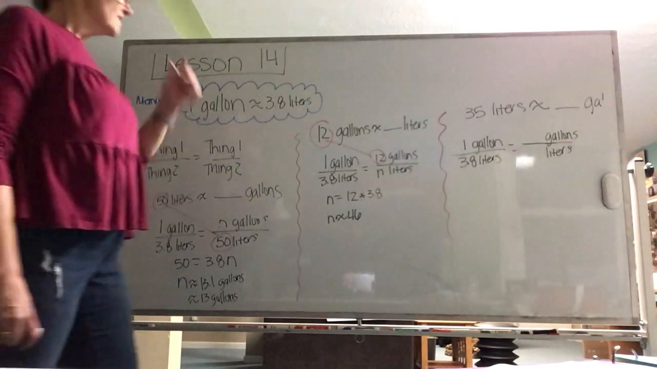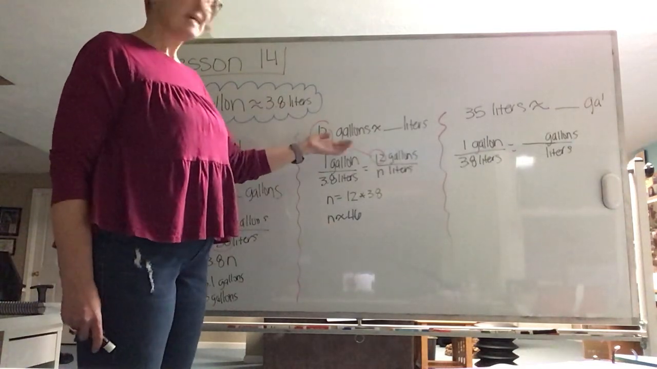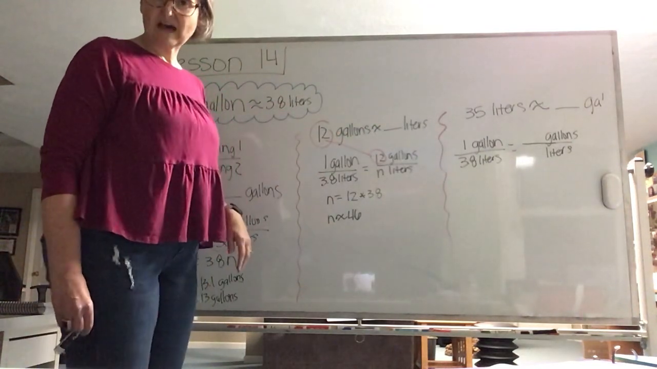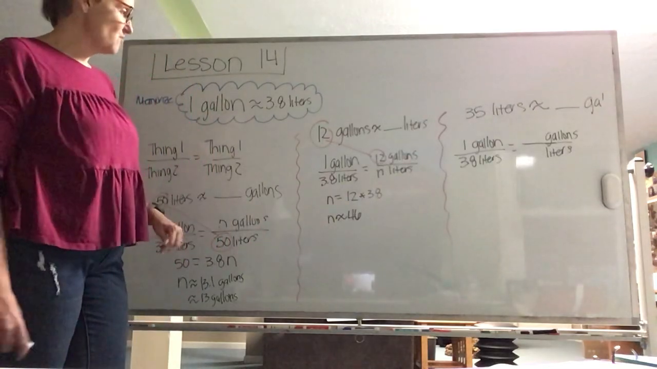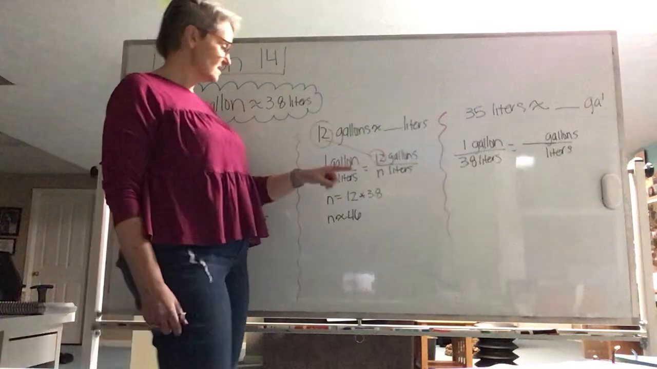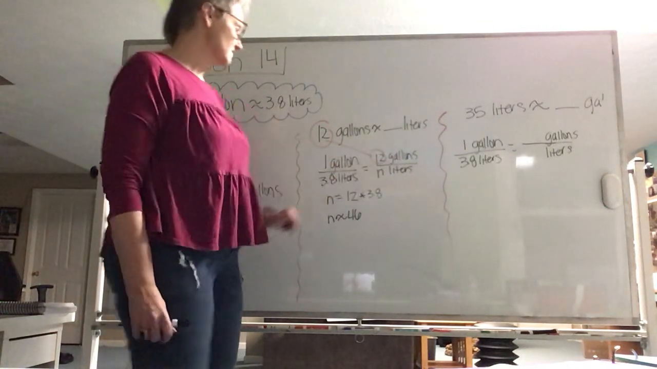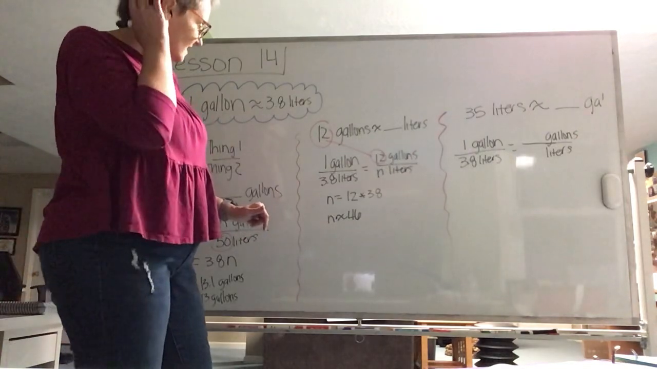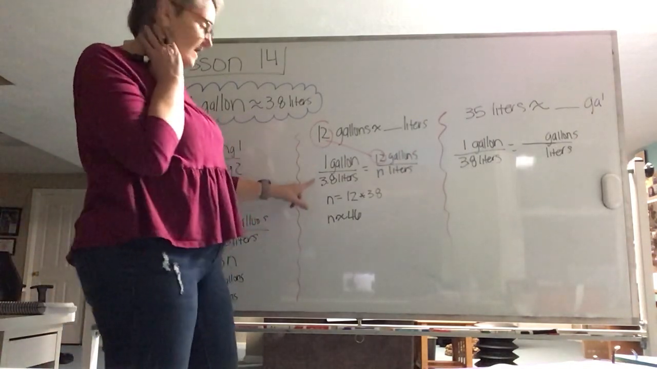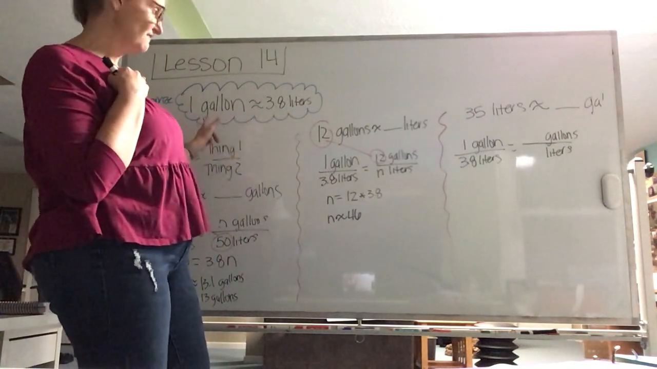Okay? The next problem says, I have 12 gallons. How many liters do I have? It's solved the same way. Thing 1 to thing 2, thing 1 to thing 2. Gallon to liters, gallon to liters. And in this case, I'm going to use my 1 gallon and my 3.8 liters. That's my memorized math fact.